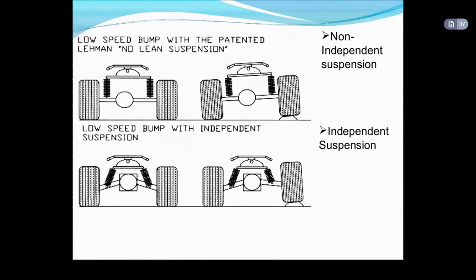In case of non-independent suspension, the complete vehicle gets tilted. But in case of independent suspension, low speed bump with independent suspension, if any object comes under the wheel as shown in the figure, that is on the right side, some stone may come under the wheel, and as compared to the first case, the inclination is less and the vehicle is still stable. So this is independent suspension.